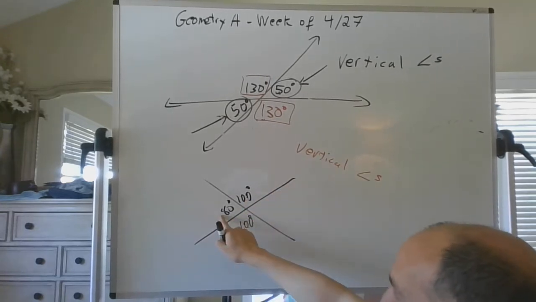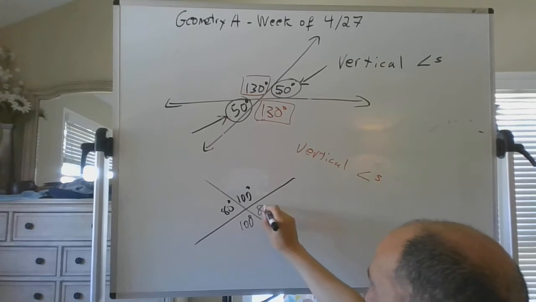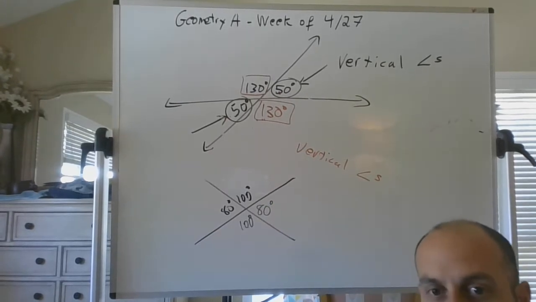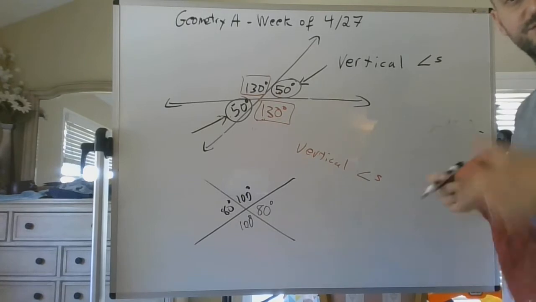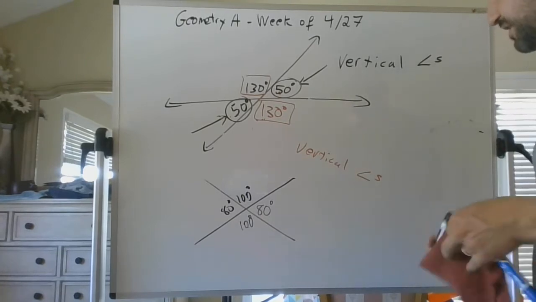So wait, if that's 80, what would the vertical of that be? 80 degrees as well. And that's vertical angles right there. You guys got it. Those are vertical angles. Okay, that's the first thing I really wanted you guys to know.